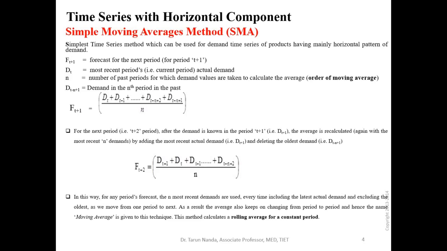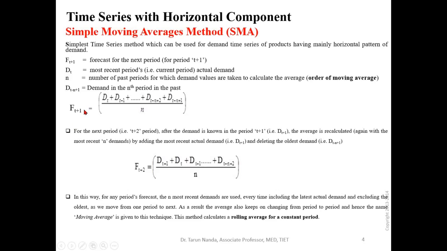Why are we doing this? Because we know that the demand time series largely had a horizontal component. The data points of the past sales were clustering about a mean value. So we believe that this mean value will continue to be showing the sales of the product, the demand of the product in the future also. So we have calculated that mean value, right?